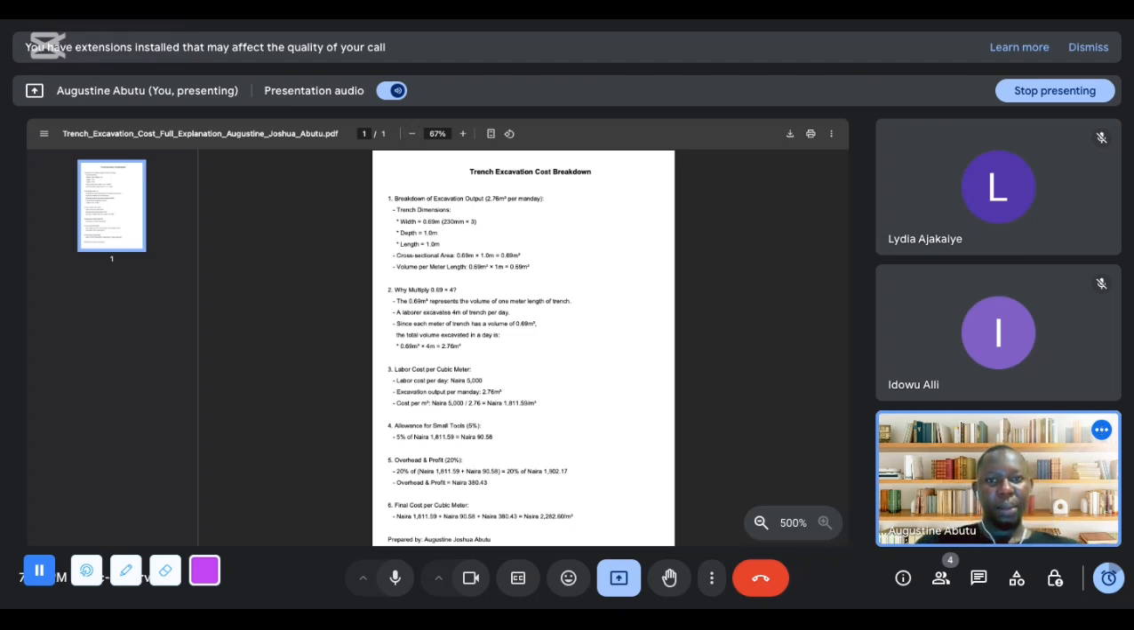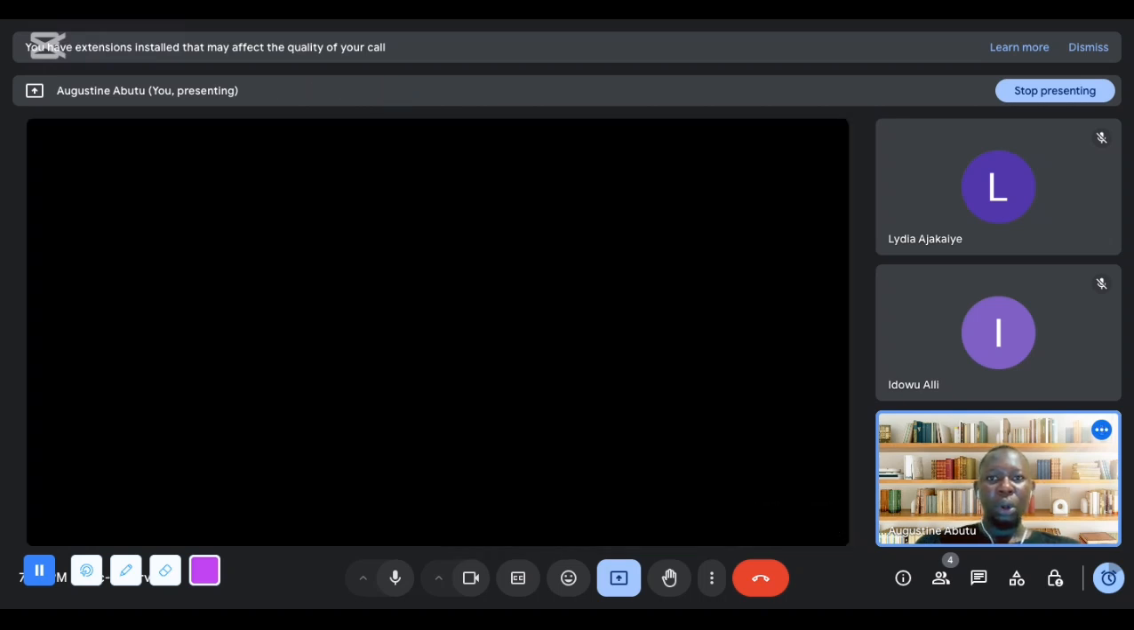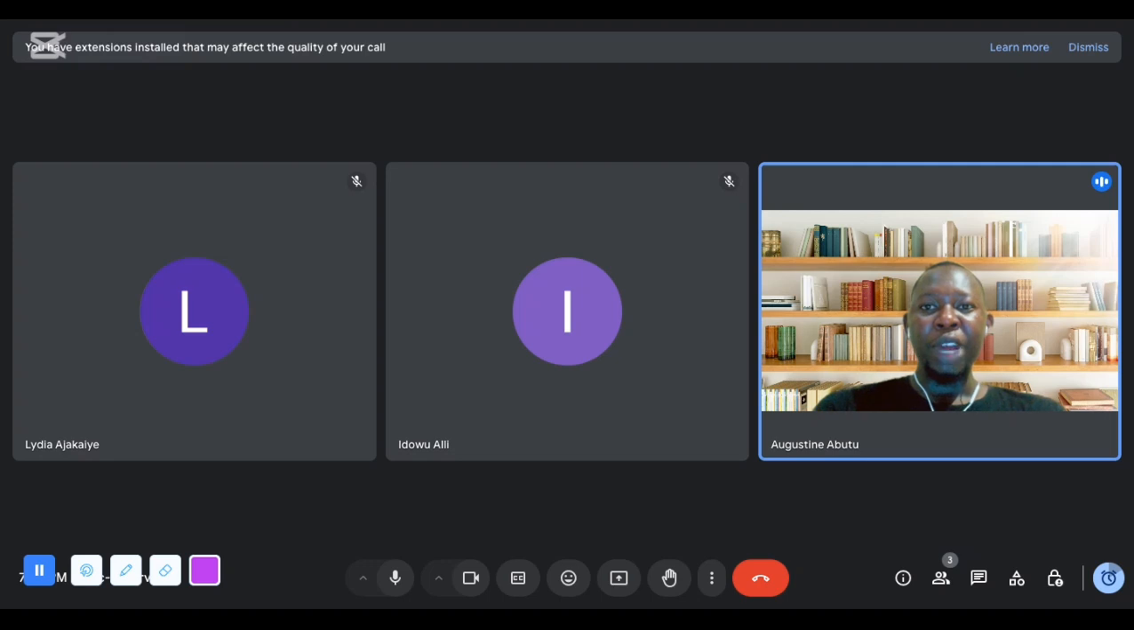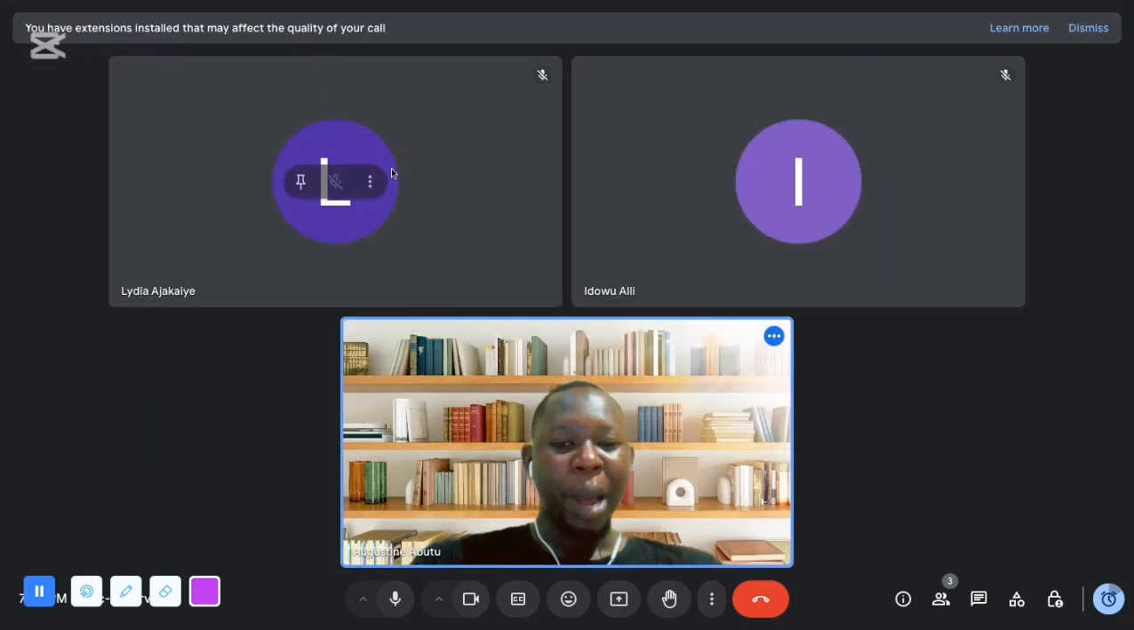So let's start calculating for our labor. In Abuja today, labor per laborer per day is 5,000. So to be able to get the rate for 1 cubic meter, you need to divide it by the work productivity that we just calculated, which is 2.76. Once you divide it, it will give you 1,811.